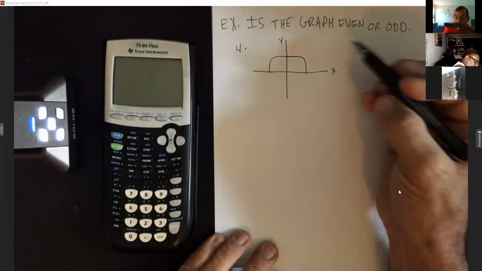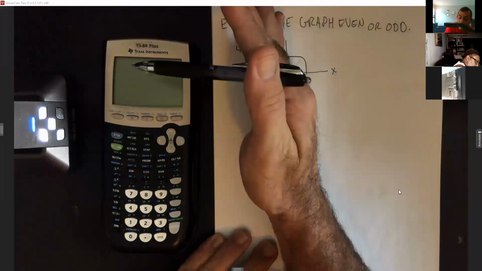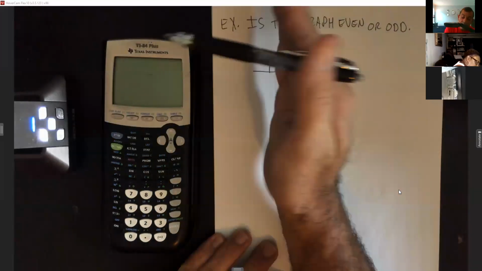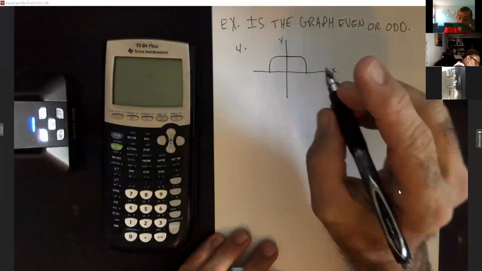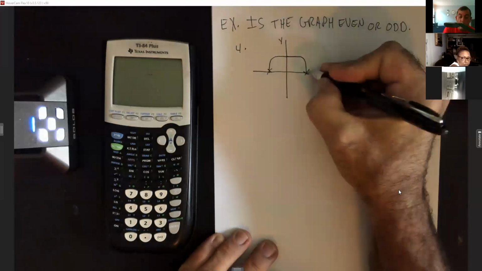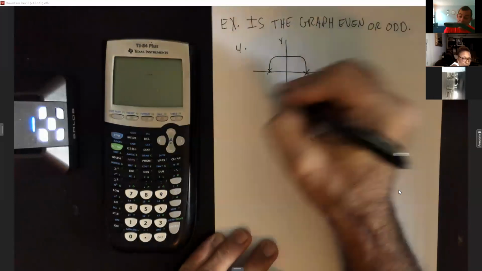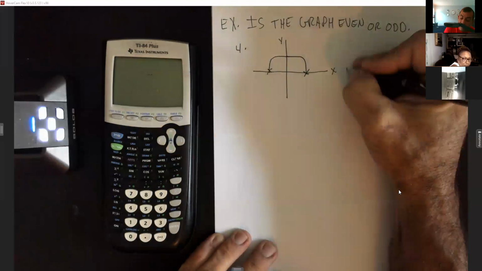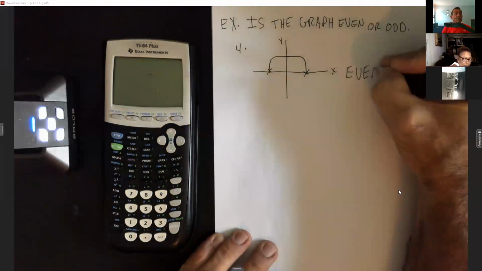So this graph is symmetric to the y-axis. When I fold it over, it lands right on itself. So it's symmetric to the y. It also touches that x-axis 2 times down there, which is an even number. So this is definitely an even function.